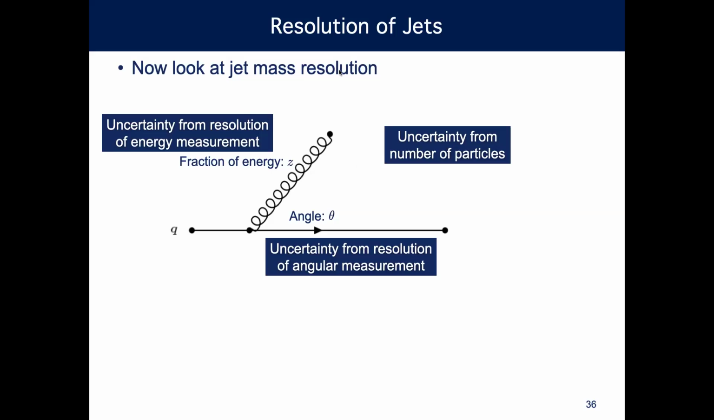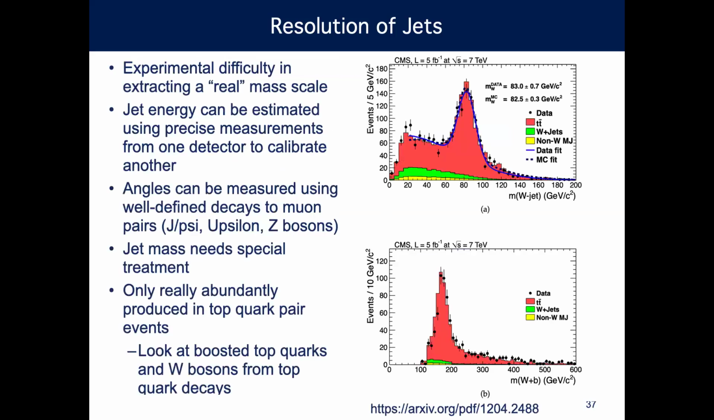You get uncertainty from the measurement of the energy itself. You also get uncertainty from the number of particles. If you drop a particle, that's not great for grooming because it's like, I was hoping to use that. So if you have a track that goes into a calorimeter crack or something, that can screw up your algorithm a little bit. And you also get a little bit of uncertainty from the resolution of your angular measurement, which is also important.